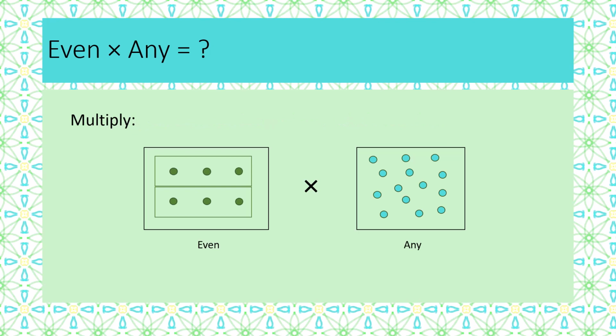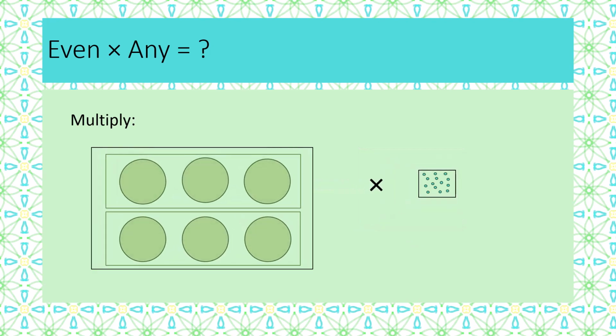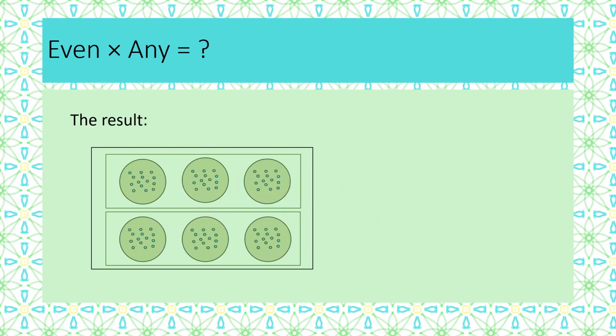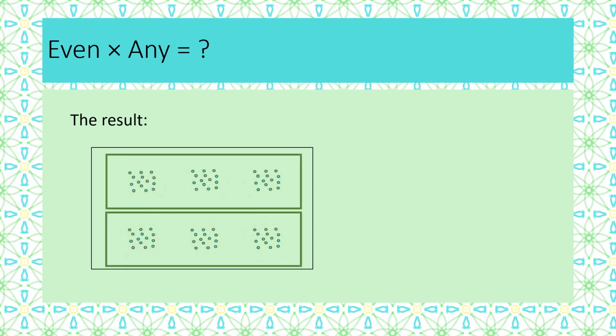Then we multiply using the equal groups model that we discussed earlier. The first number represents the number of groups, and the second number is the number of items in each group. Notice that the total number of objects in the result can be separated into two equal parts with no objects left over. So the product is even.